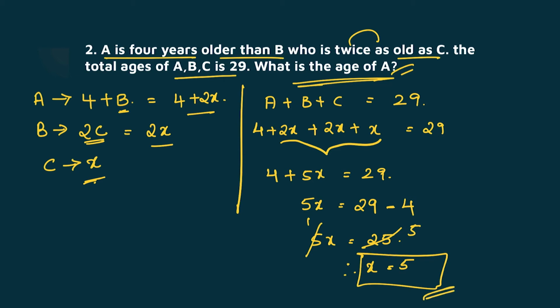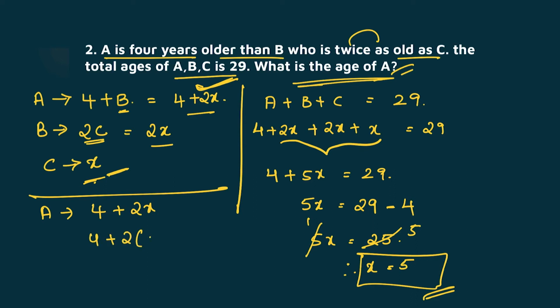So in the exam you might be confused that the value of x is the final value. But read the question carefully. They have asked the age of A. So x will be the age of C. So for the age of A, you have to take 4 plus 2x. You have to consider this equation and substitute the value of x in A.